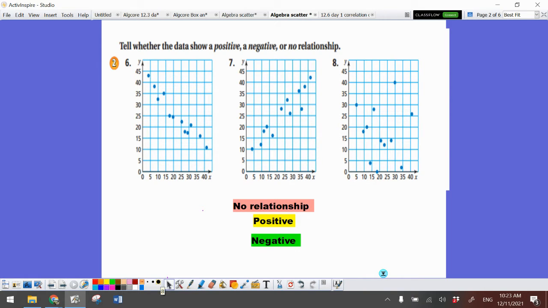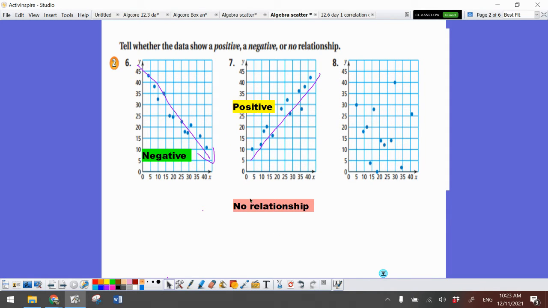Okay, so the first thing that I see is that this was going down. And if I was to draw a line of best fit, it would end up going in the negative direction. So that is a negative relationship. The same thing with this next one. I see if I draw a line of best fit, it is going in an upwards direction. So that is a positive line of best fit.